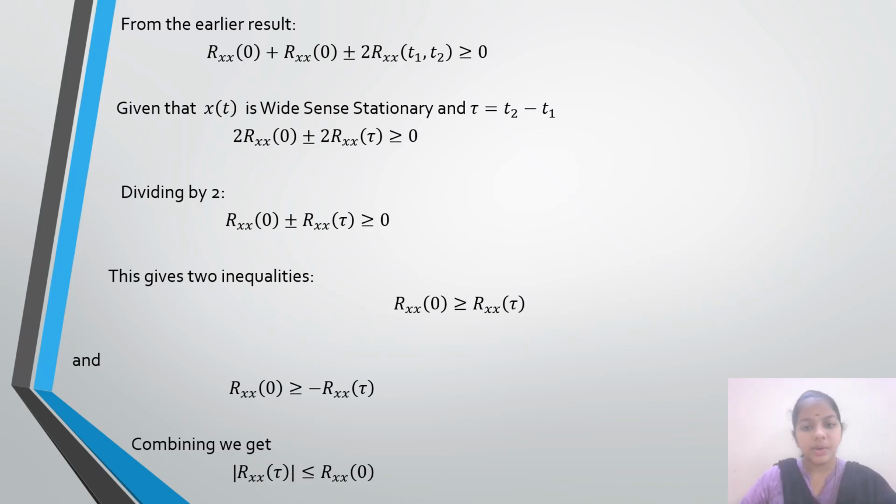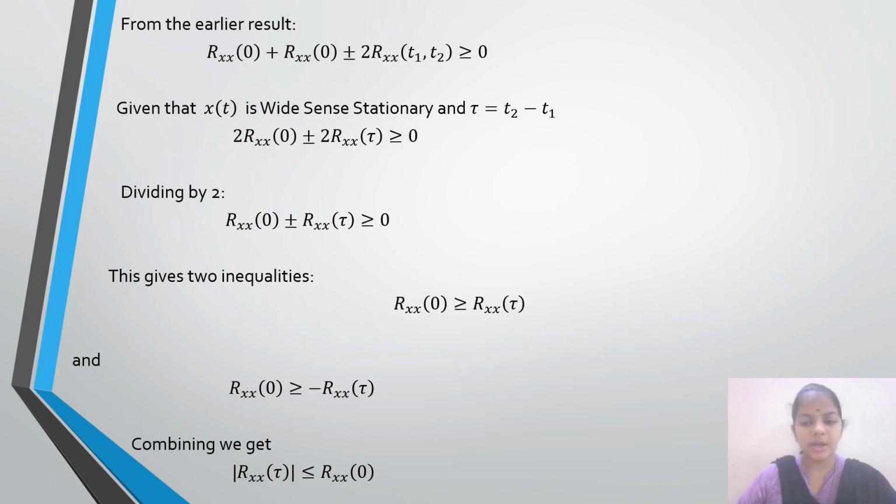Given that x of t is wide-sense stationary and tau equal to t2 minus t1, then 2 into Rx of 0 plus or minus 2 into Rx of tau is greater than or equal to 0. Now if we divide by 2, then Rx of 0 plus or minus Rx of tau is greater than or equal to 0. This gives two inequalities. The first one is Rx of 0 greater than or equal to Rx of tau, and the second one is Rx of 0 greater than or equal to minus Rx of tau. If we combine that, we get mod Rx of tau less than or equal to Rx of 0.